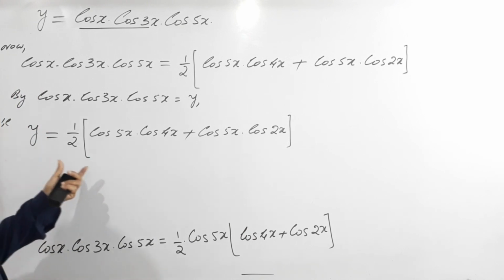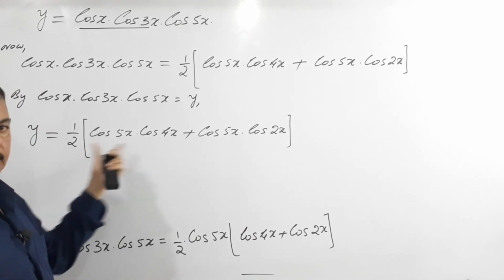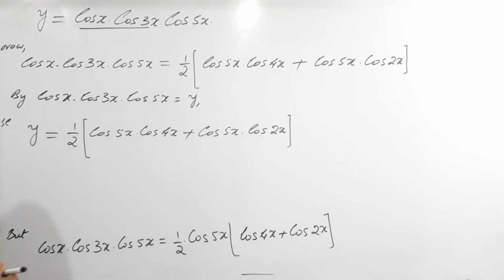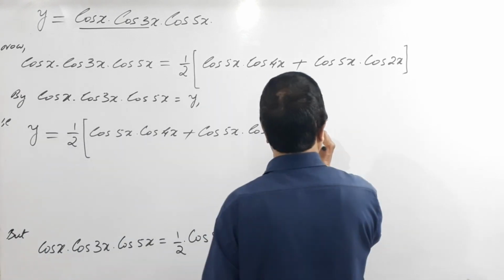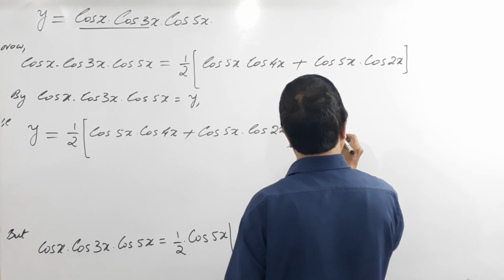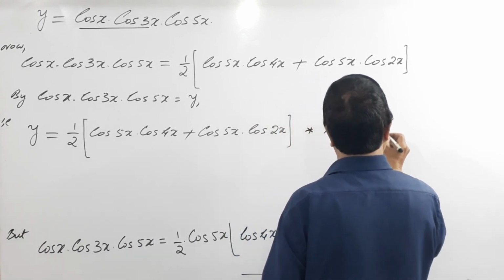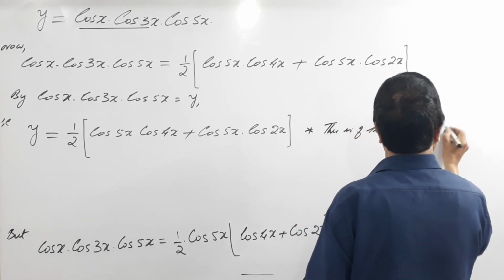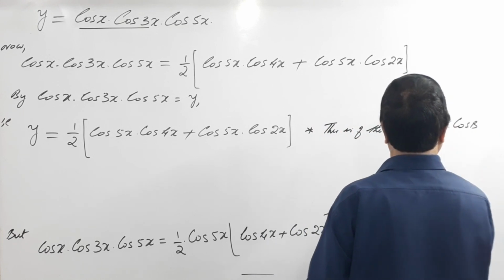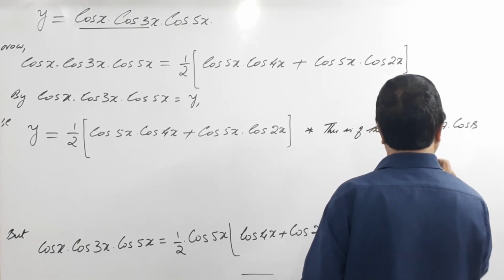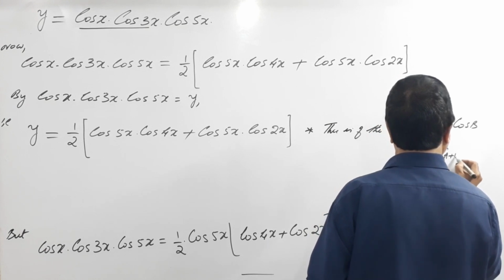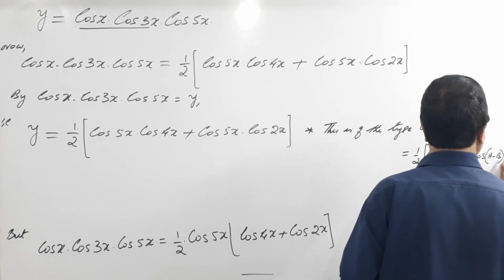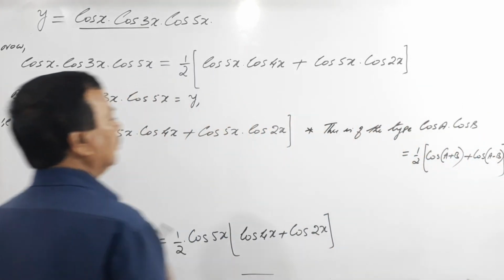Should I write that? Should I make a note of that? I think not necessary. Let's not waste time. So you can understand when I write it. Okay, I'll write here. This is of the type cos A into cos B, which equals half into cos of A plus B plus cos of A minus B. Right. So we'll apply this.